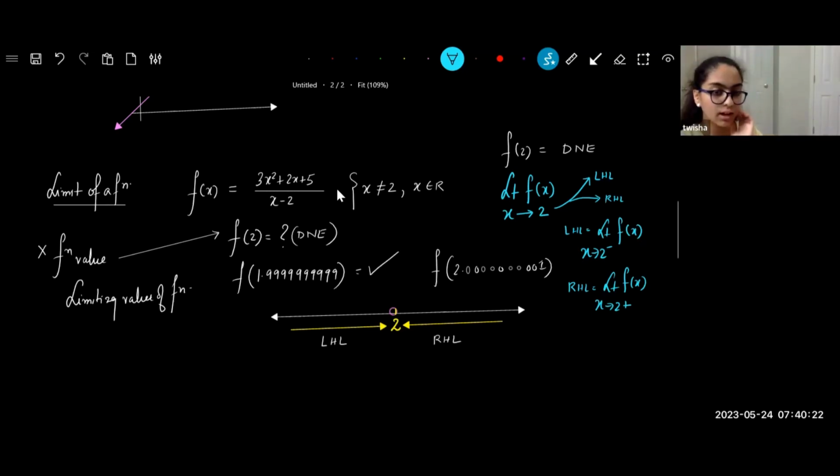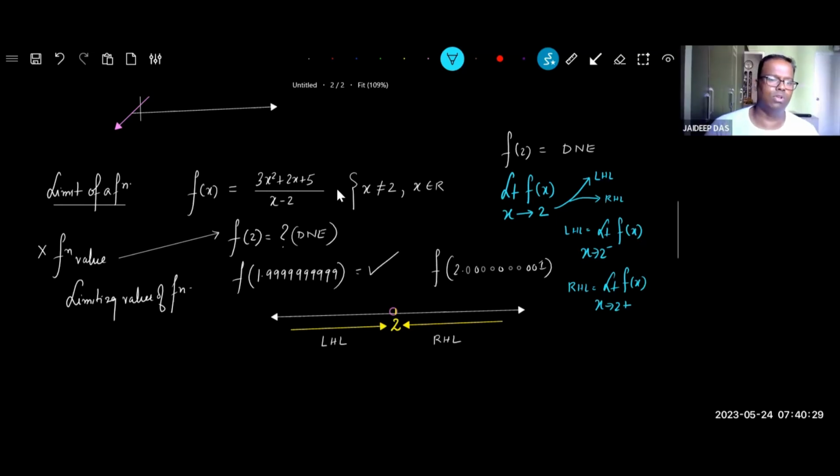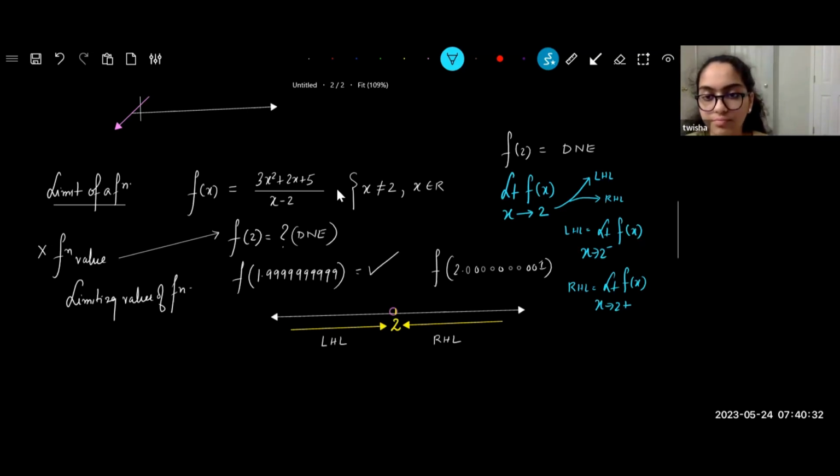Wait, so are limiting values like the value of the function closest to F2? The value closest to F2. Okay. Have a value at F2.